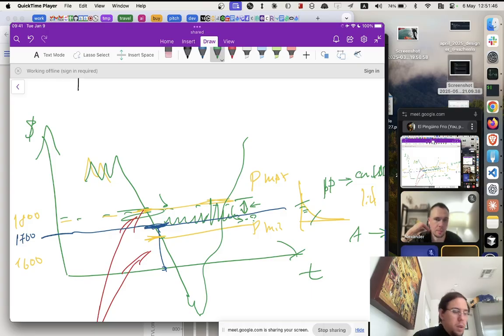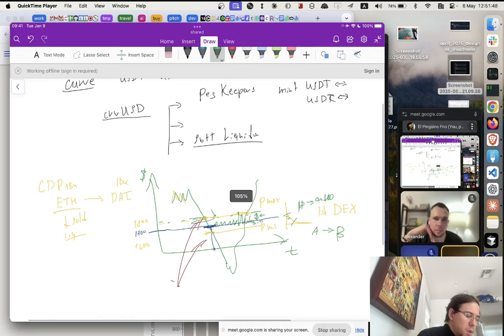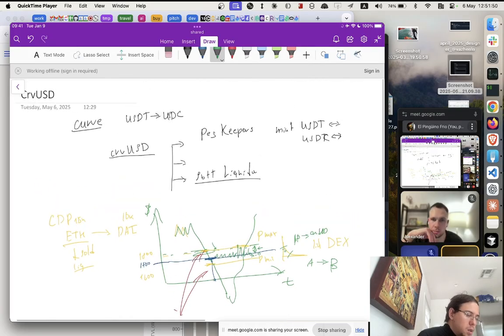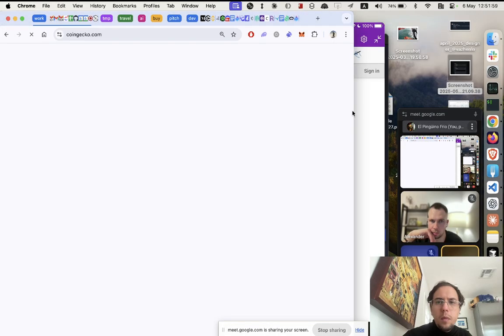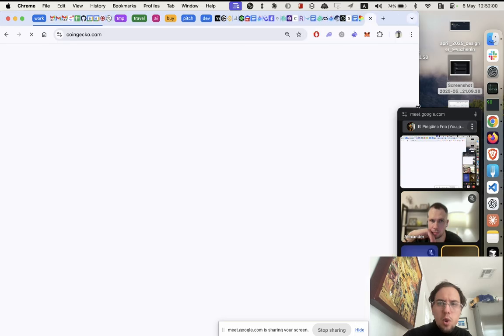So yeah, this is how I understand how crvUSD works. Despite its advantages, it's not very popular as a stablecoin. I don't remember what the total market cap was, but I imagine it should be less than $200 million right now.